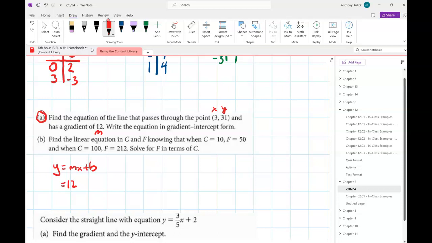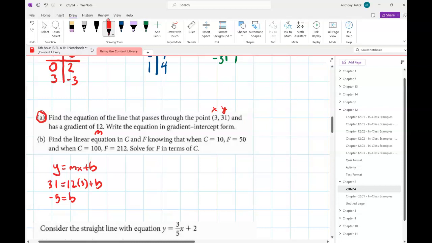That's an x. That's a y. Three times 12 is 36. I subtract 36 from both sides. I get b is -5. But remember, we're not done because we need an equation for a line. How do I write my final answer here? Y equals 12x minus 5. Very good. Again, has to be an x and a y in our final answer, right?